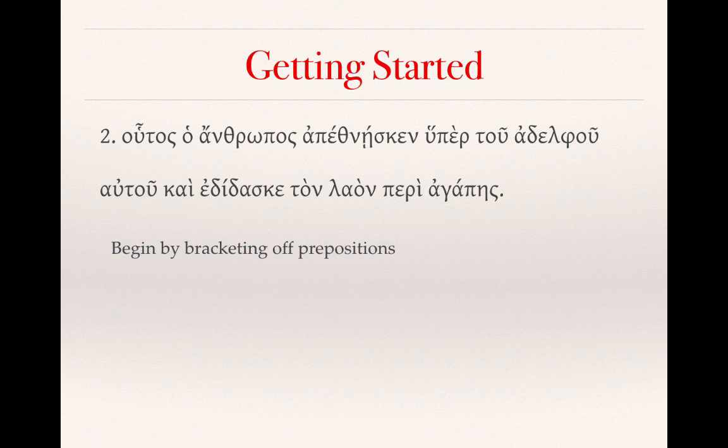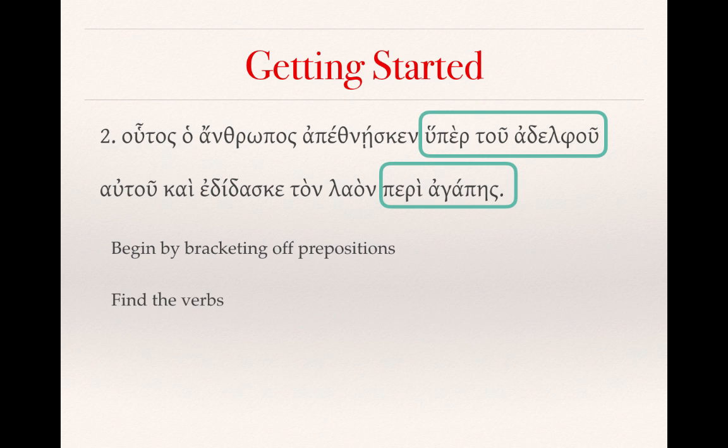So, with this one, the first thing that I would plan on doing is I would start by bracketing off the prepositions. And so I have two prepositions, huper tou adelphou autou and peri agapes. After I've done that, then I would like to find the verbs. And so I've underlined those two verbs as apethnesken and edidasken.